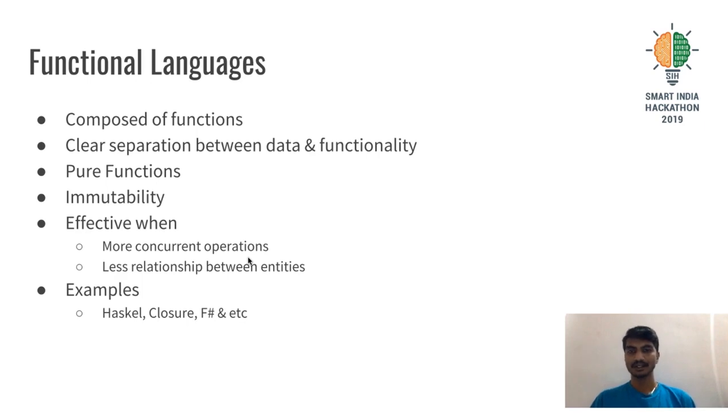Another important property of functional languages is immutability. Immutability is like resistance to change. In functional languages, there are no variables at all. You cannot change the property of your data. So that's what immutability is.